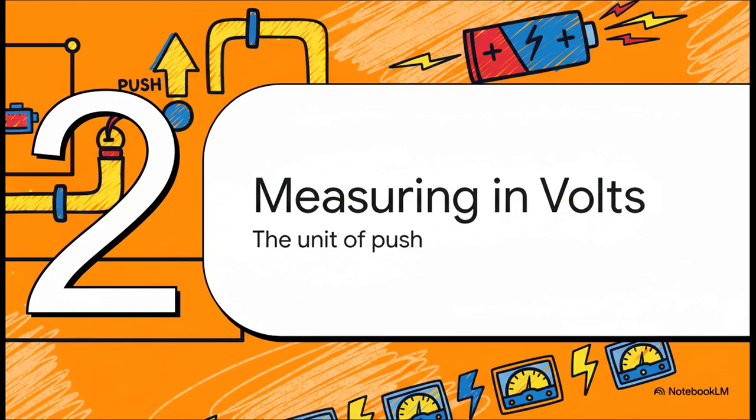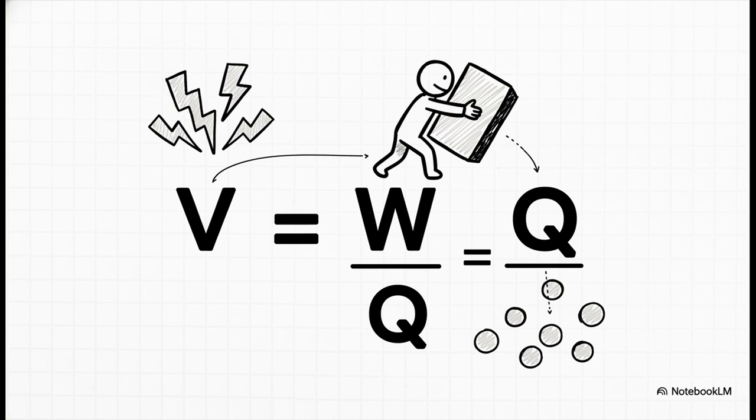So, we've got this idea of an electrical push. But how do we actually measure it? We need a standard unit, right? And that unit is the volt. And the relationship here is just beautifully simple. Potential difference, which we use V for, voltage, is just the amount of work done, that's W, divided by the amount of charge that got moved, which is Q. It's basically a measure of energy per chunk of charge.